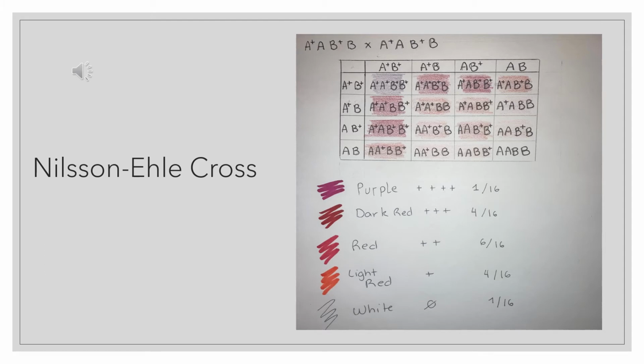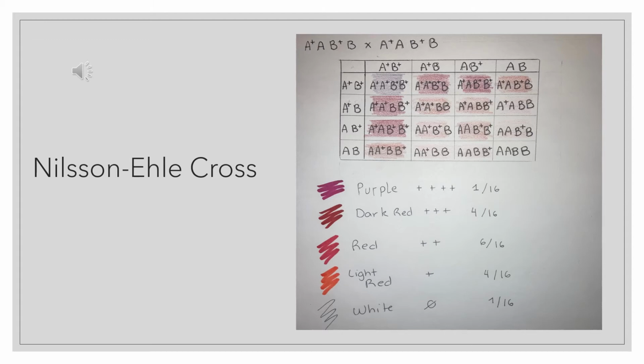At least with the Nilsson-Ehle cross, the environment didn't really play a huge part, or a part at all, in the influence pigment distribution had on the offspring of these two plants. So that's good, but that's always something to think about, that the environment can always mess something up.